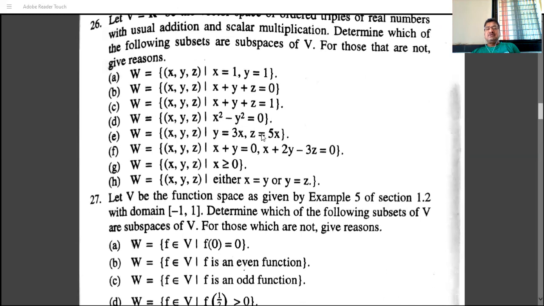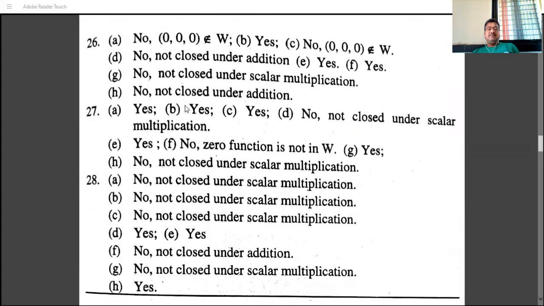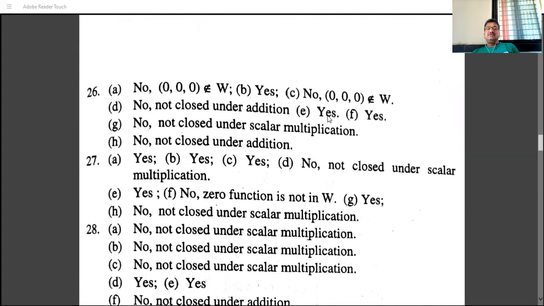So Y is equal to 3X and Z is equal to 5X. This is also, that is X, 3X, 5X. This is again... Y is 3X, it is not a subspace. E, 26E, 26ES. So it is a subspace.